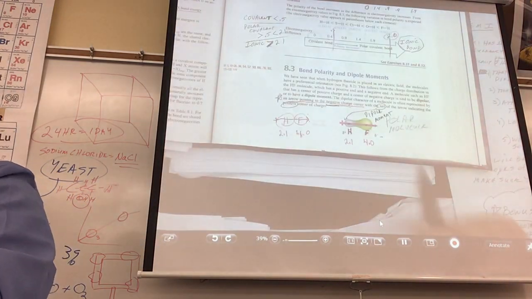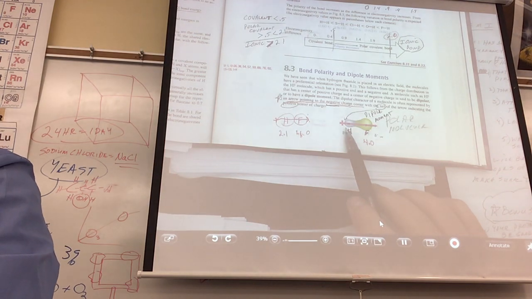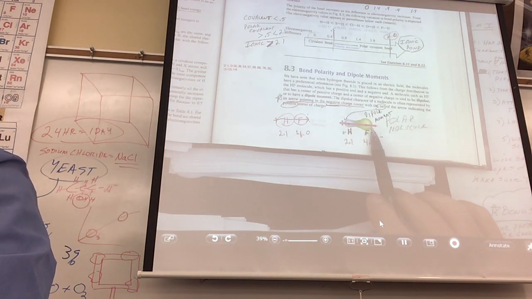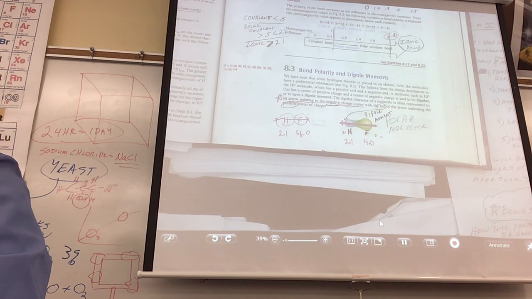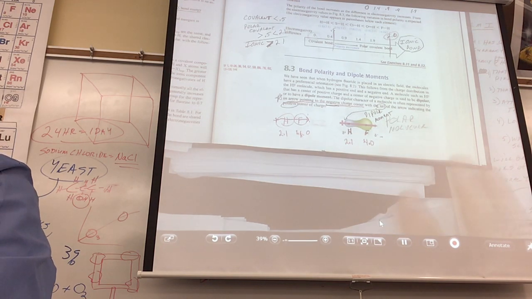So what we see here is, how do you draw these dipole moments? The arrow goes which way? Which way is the arrow going? Toward what? Toward, right. Well, I could flip this around.